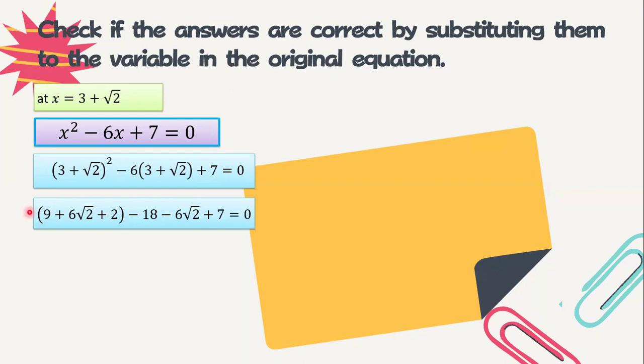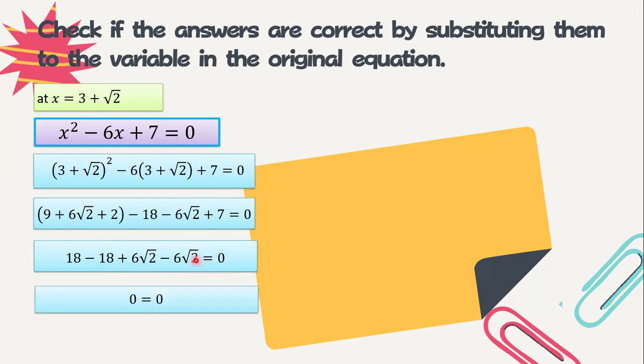Because you do the FOIL method. Next, we simplify this by combining like terms. We have 9 plus 2, that is 11, plus 7 is 18. So 18 minus 18, then we have positive 6 square root of 2 and negative 6 square root of 2, which is equal to 0. Then if we solve that, this is 0, this is also 0. So 0 is equal to 0, and that is a solution.